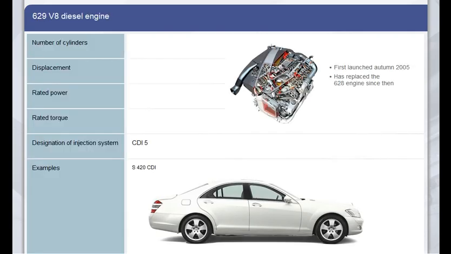The 629 V8 diesel engine was introduced in the autumn of 2005 as a replacement for the 628 engine. The table shows the engine specifications with a 7-gear automatic transmission.